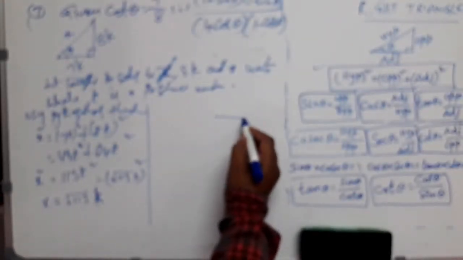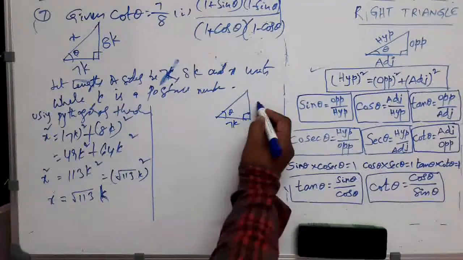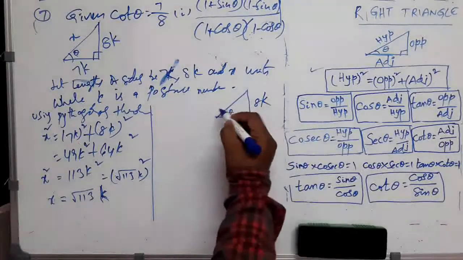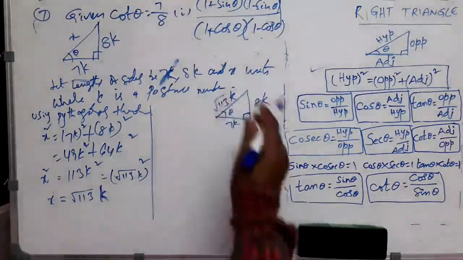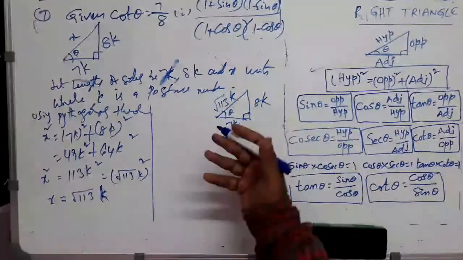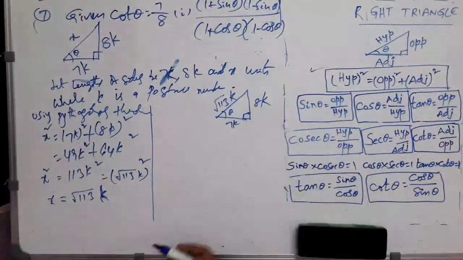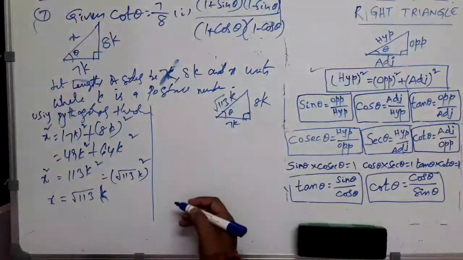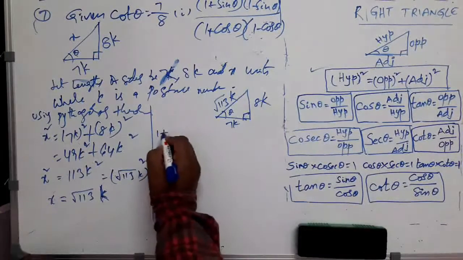So now my triangle appears like this. This is 90 degrees. This is theta. This is 7k, this is 8k, and this is root 113k. Now, of course, I know the lengths of the sides in terms of k. Now I can give you the value of any ratio, right? Of course, see this.